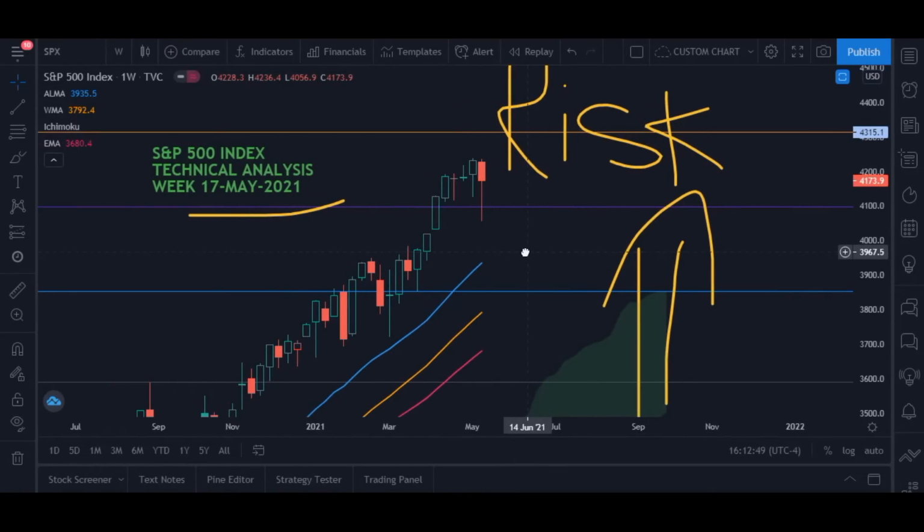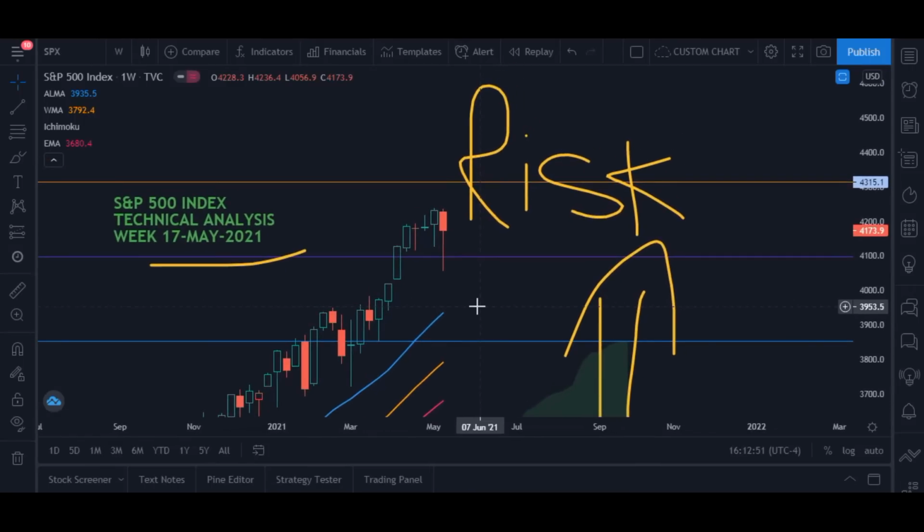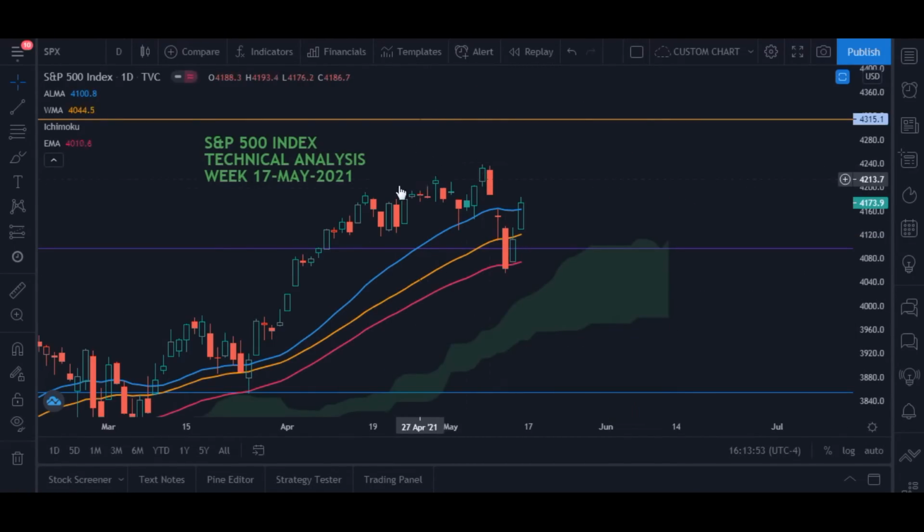So just be careful if you are planning to buy the futures of the S&P 500 index or the Dow Jones or any other blue chip. In that case, just be very careful because the market is expected to come into the correction. Now let's move on to the daily chart. Now we are here on the daily chart.